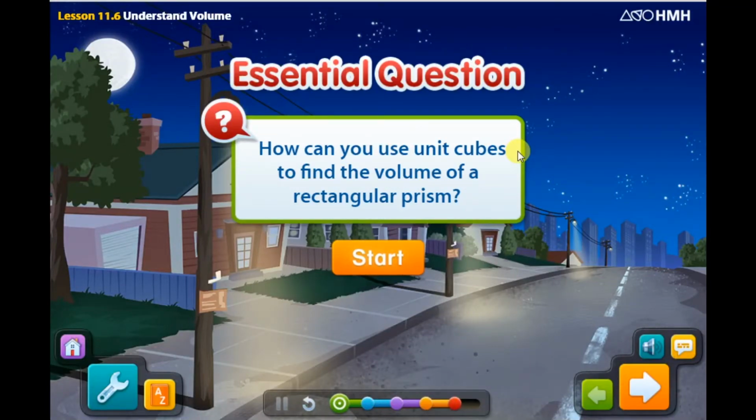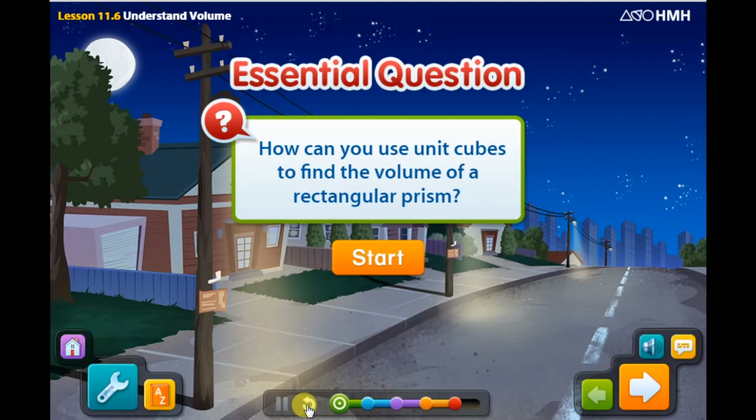This is Miss Susan. Today's topic is about understanding volume, lesson 11.6. And our essential question is, how can you use unit cubes to find the volume of a rectangular prism?